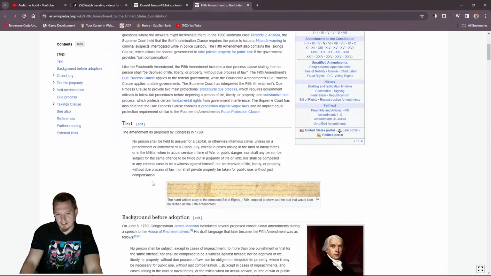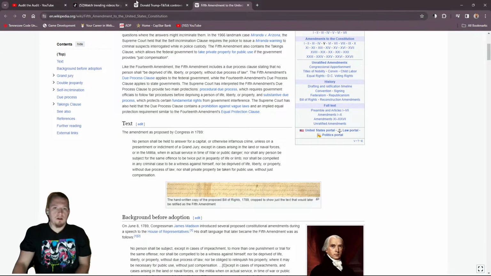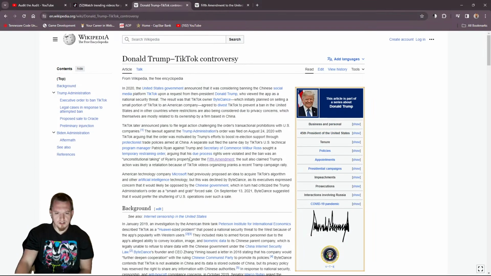Okay. Damn, really? You can tell I haven't read that part ever. Private property to be taken for public use without just compensation. Does that mean the government just has to pay you for it? Huh. Alright. Violation of Fifth Amendment. Cool.